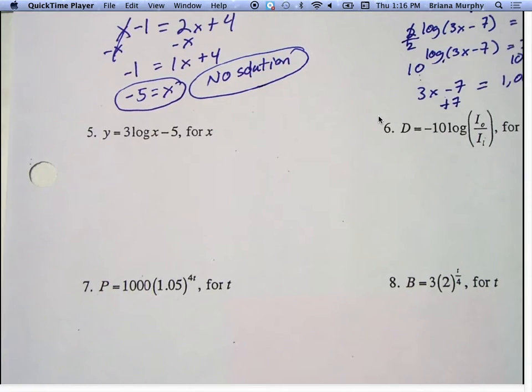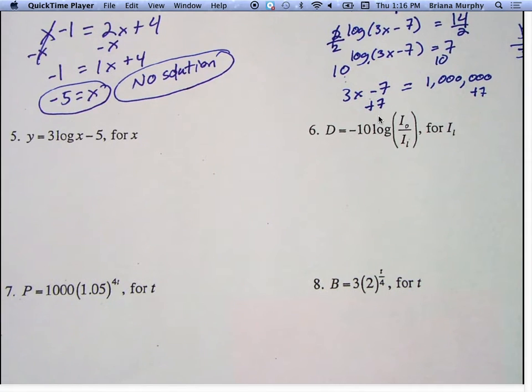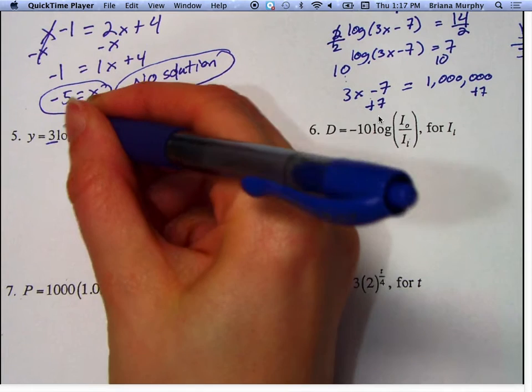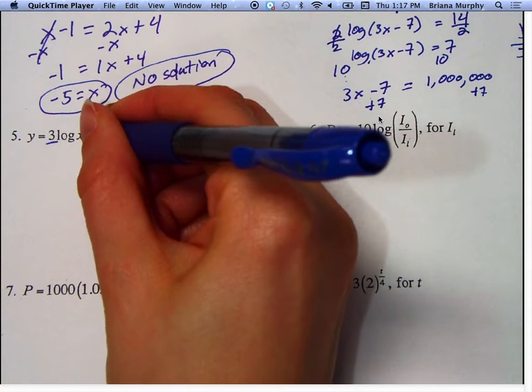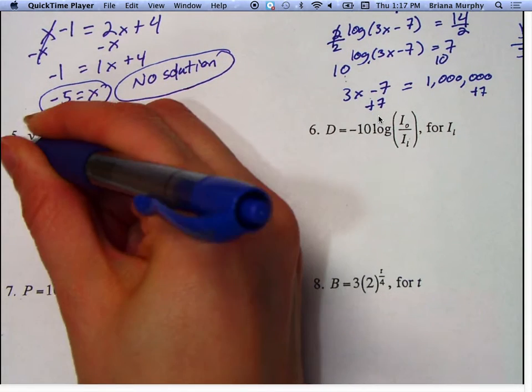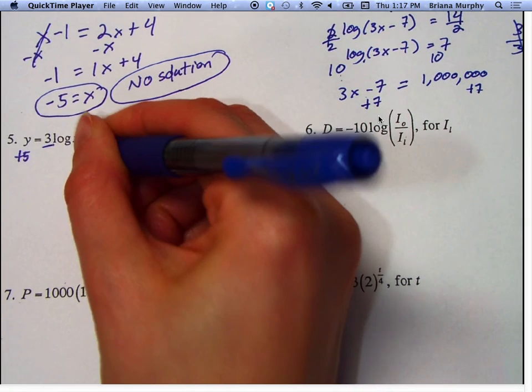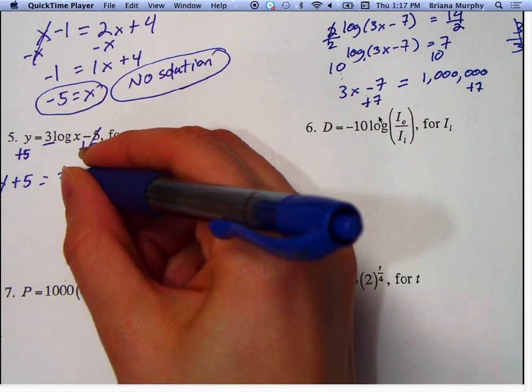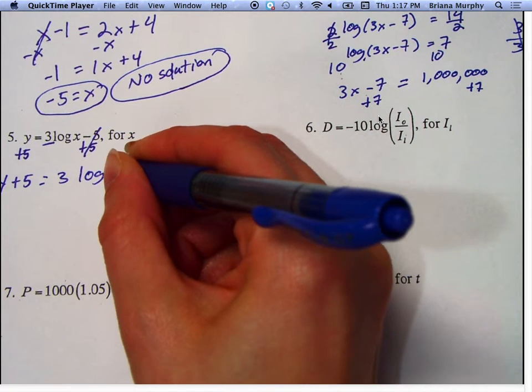So we're looking at 5. y equals 3 log x minus 5. So the first thing I'm going to do is I'm going to get rid of this 5 by adding 5 to both sides. These cancel, and I'm left with y plus 5 equals 3 log x.